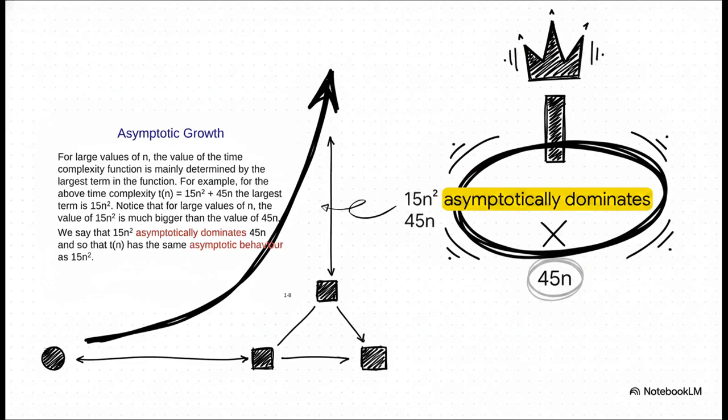For large values of n, the value of the time complexity function is almost entirely determined by the largest term. Because 15n² is so much bigger than 45n at a massive scale, we say that 15n² asymptotically dominates 45n. This lets us just drop the 45n entirely when we evaluate the algorithm's behavior. The smaller term just doesn't mathematically matter enough to care about.